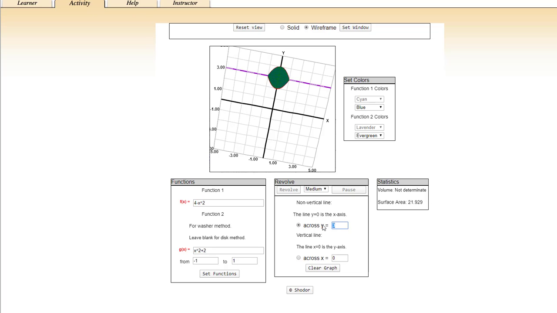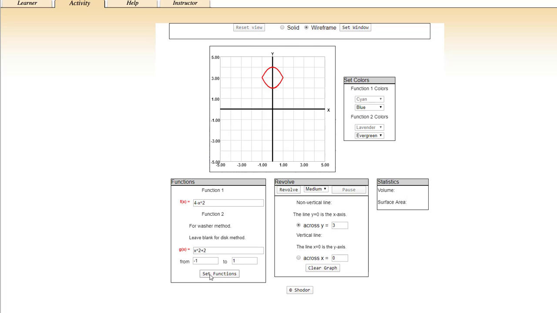So let's go back here though. So set functions. Always set the functions. If you press the clear graph button over here, it will erase these two functions. So you don't want to do that. You want to press set functions to reset everything. And then let's go back to the x-axis. That's y equals 0. Let's revolve around that. And you see when it does that, once it's done revolving, you will find the volume, which is approximately 50.26.